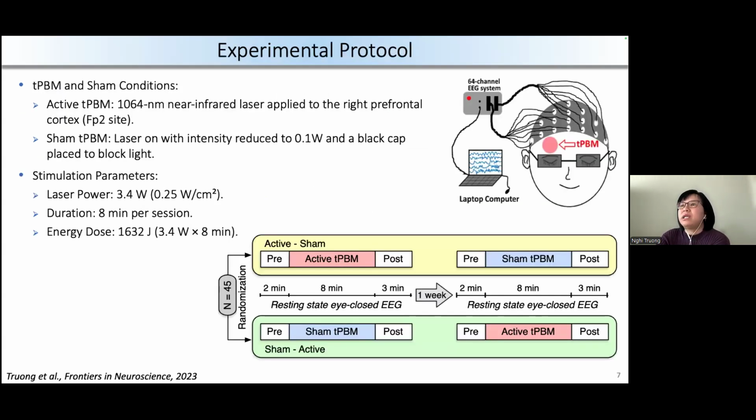For the active tPBM condition, we applied a 1064 nanometer near-infrared laser to the right prefrontal cortex at the FP2 location. In the sham tPBM condition, the laser was turned on with intensity reduced to 0.1 watts and a black cap placed to block light. Each session consists of 3 phases: a 2-minute pre-stimulation baseline, 8 minutes of active or sham condition, and 3 minutes of post-stimulation phase. This randomized crossover design ensures a robust comparison between active and sham conditions.